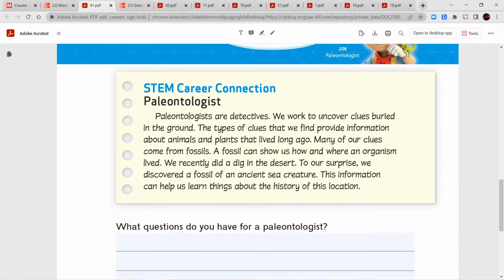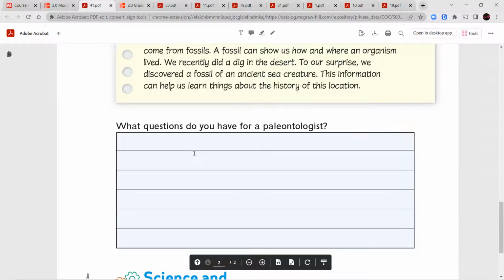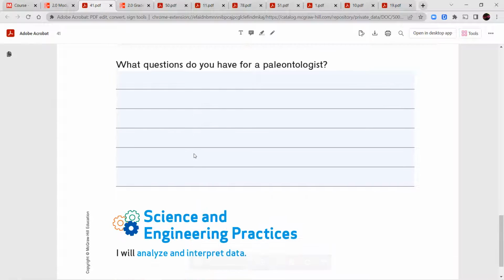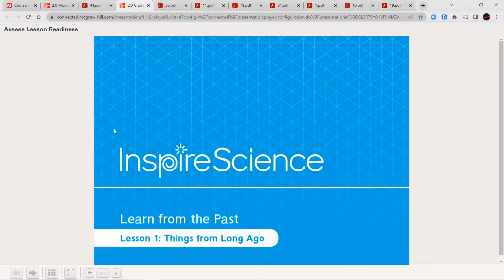Once you've done that, we're going to read about the STEM career connection for the paleontologist. It's a really short read right here. For the first part, you're answering what questions do you have for a paleontologist? So any questions you can think of. After you've completed that, we're going to jump right into lesson 1. And lesson 1 is titled Things from Long Ago.